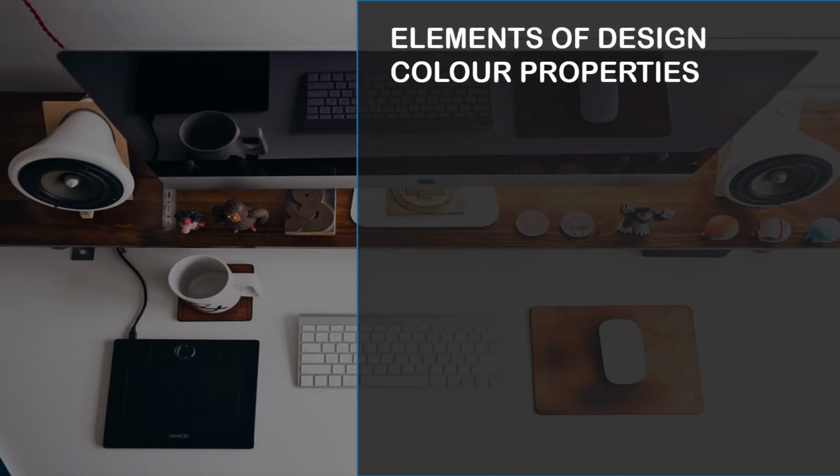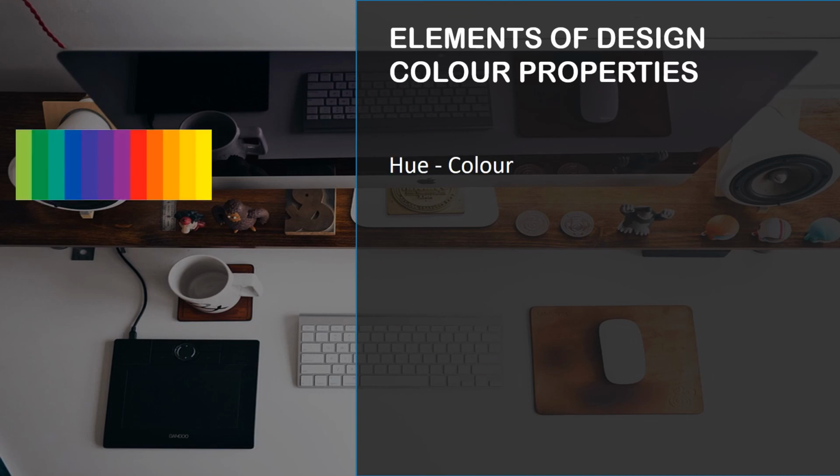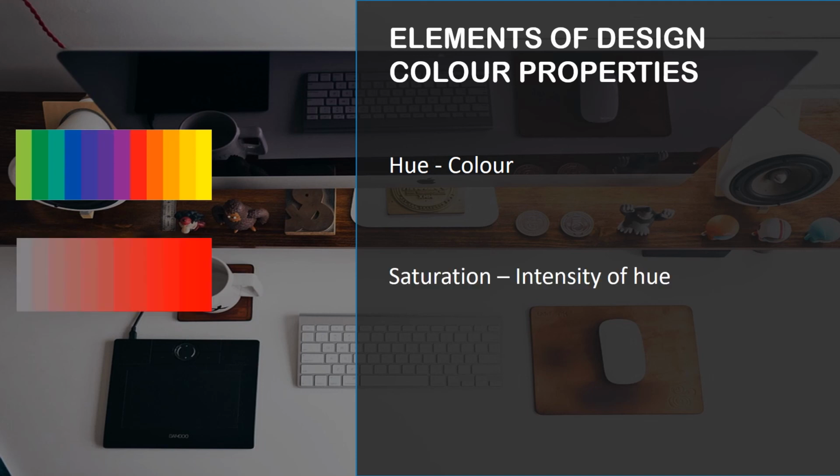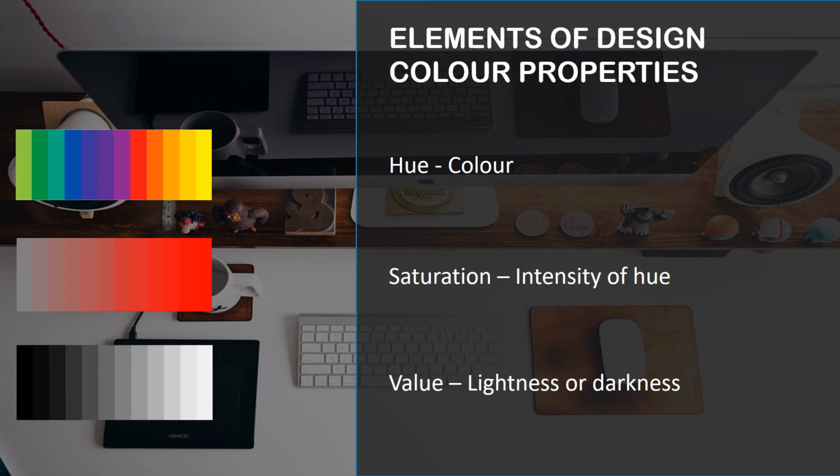There are some color properties also. Hue. Hue can be defined as the color you are choosing. Saturation. Saturation refers to the intensity of hue, and value refers to lightness or darkness.